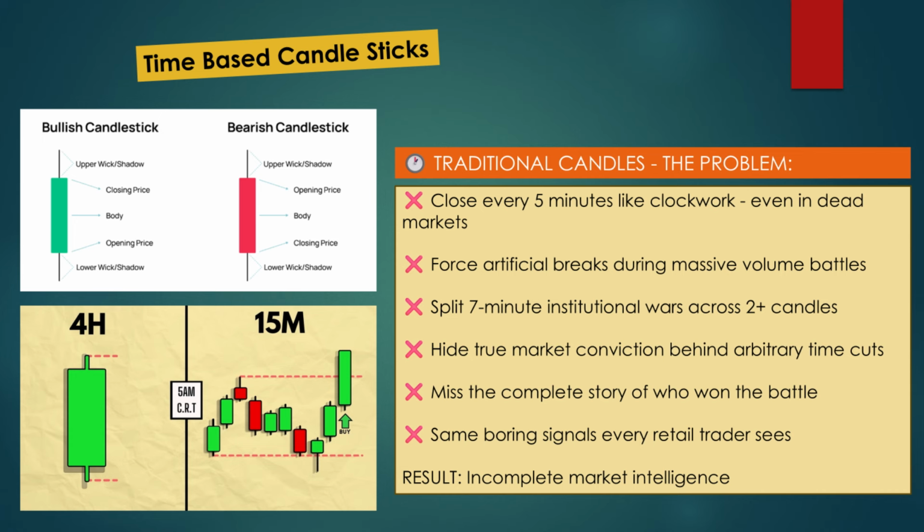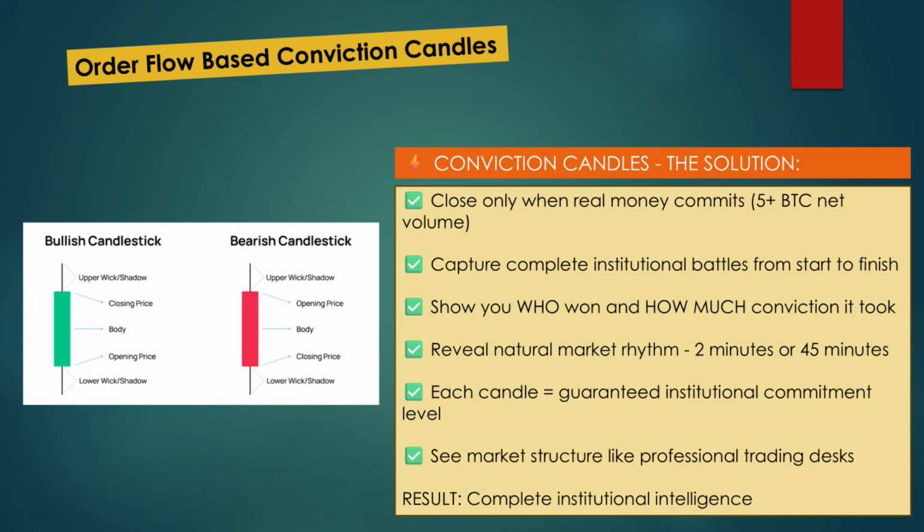Now let's dive into the core innovation that makes conviction candles revolutionary, how they actually form, and why this changes everything about market analysis. Traditional candlesticks are fundamentally flawed because they close based on arbitrary time intervals. A 5-minute candle closes at exactly 5 minutes, whether there was massive volume activity or complete silence. This means you could have a fierce institutional battle spanning 7 minutes, but it gets split across 2 different candles, hiding the complete story. Conviction candles solve this by forming based on actual market commitment, specifically net volume thresholds.